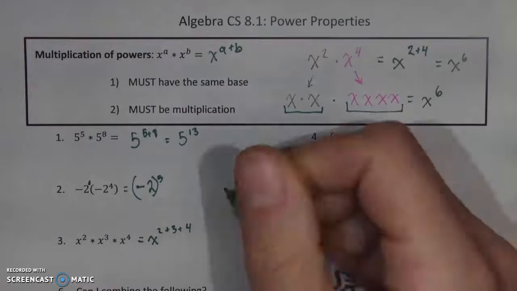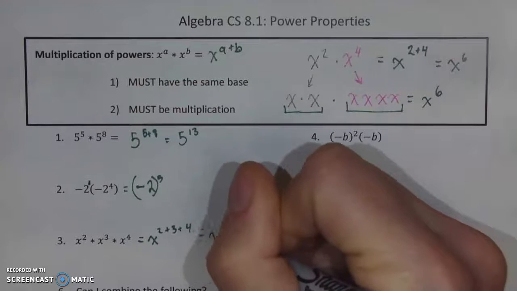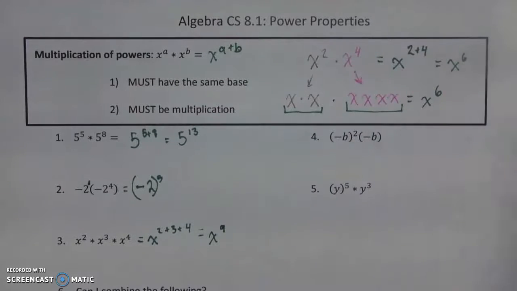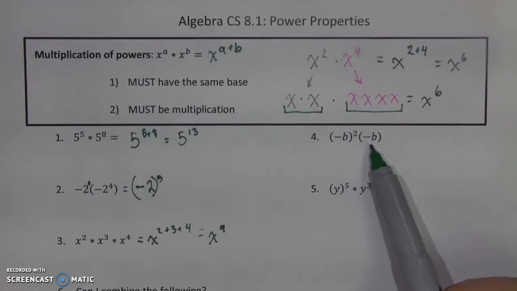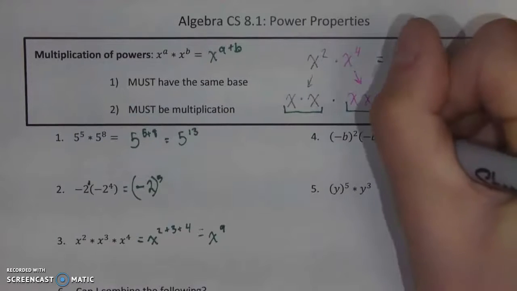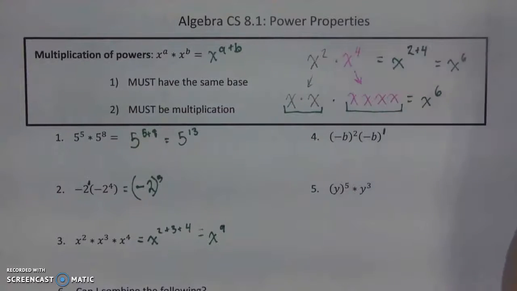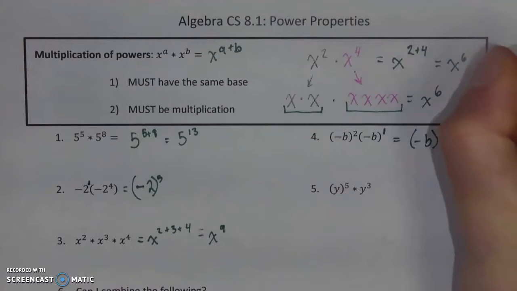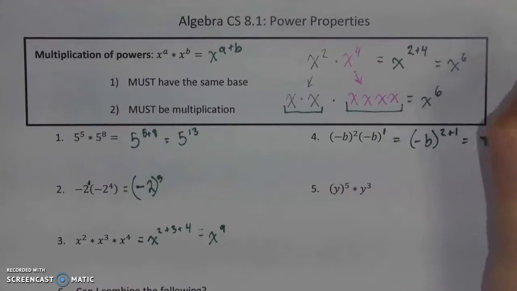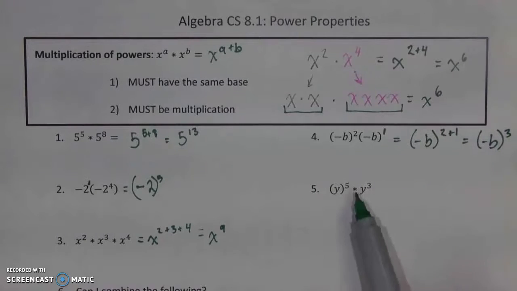2 plus 3 is 5, plus 4 is 9, so I end up with x to the 9. With these ones, I have negative b to the second times negative b. Again, if there is no exponent, it is to the first power. So this is going to be negative b to the 2 plus 1, or negative b to the third.